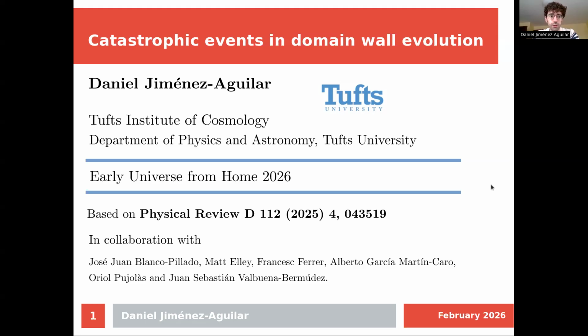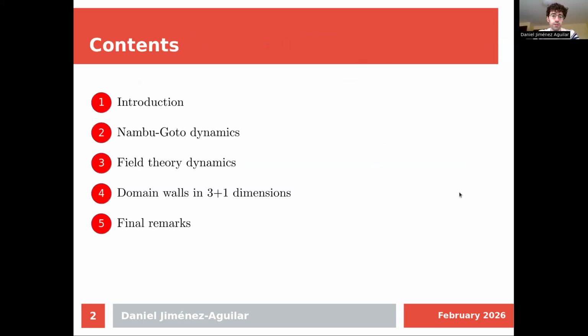I'm a postdoc at Tufts University, and in this talk I will discuss some interesting features in domain wall evolution. This will be based on this paper with José Juan Blanco Pillado and Oriol Pujolas, and also on some upcoming publications with José and Oriol, and also with Matt Ellie, Francesc Ferrer, Alberto García Martín Caro, and Juan Sebastián Balbuena Bermúdez.